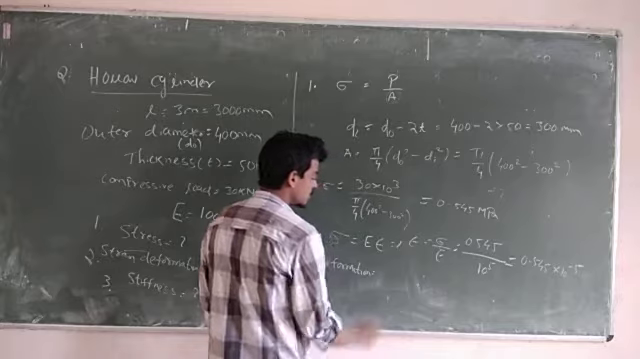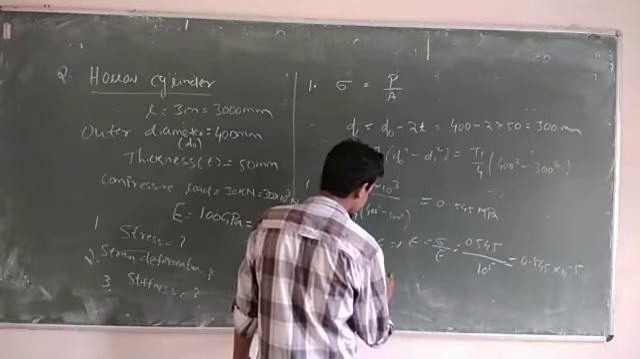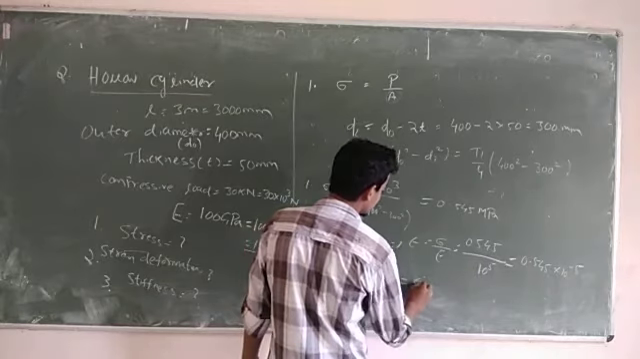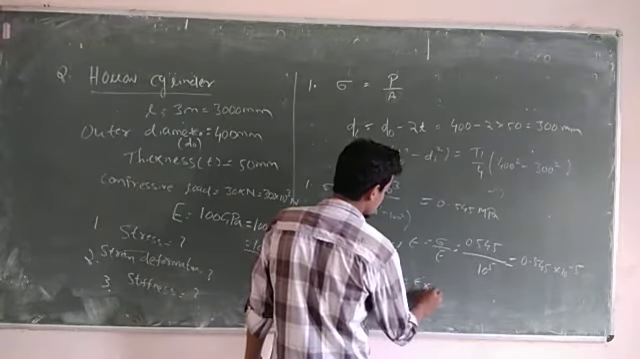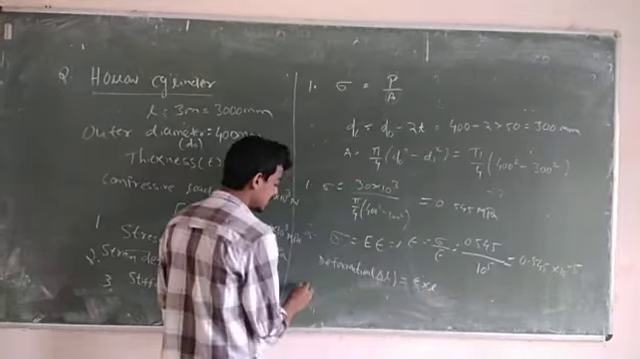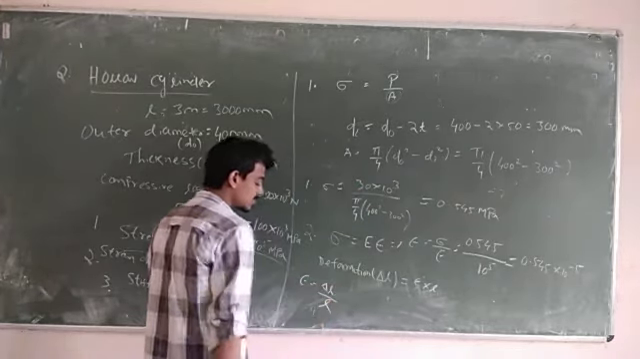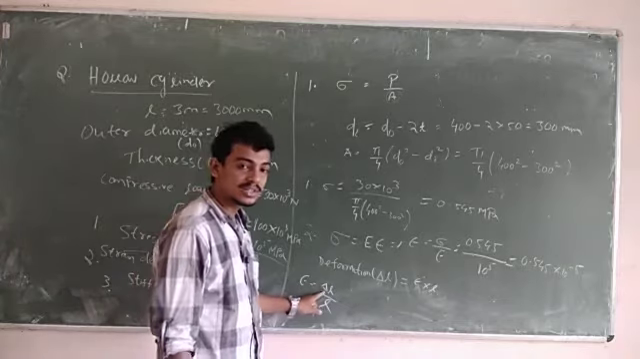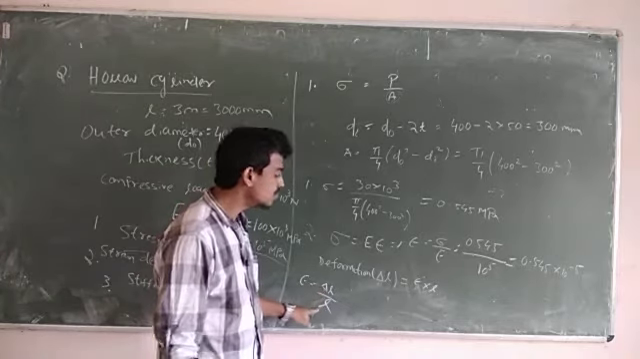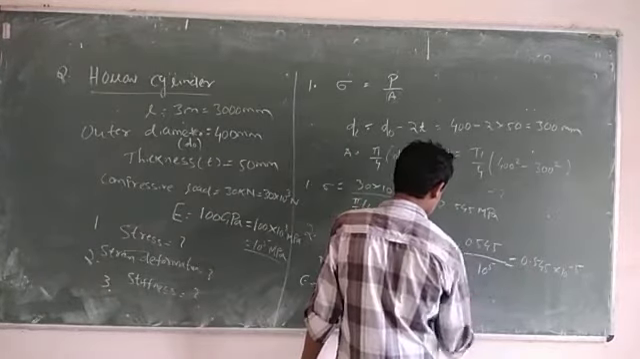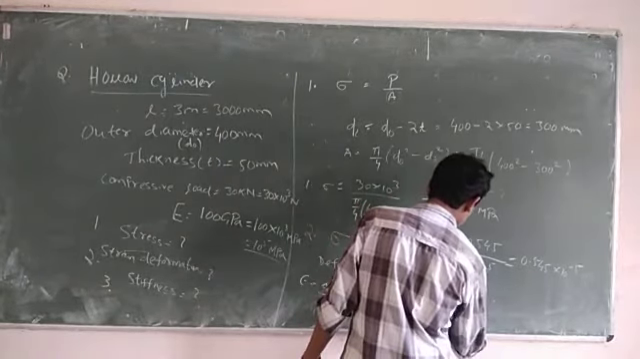Deformation delta L, suppose, from strain, because strain equal to how much? Change in length by original length. That change in length is only deformation, so it will be strain into length. So strain is given how much? This much into length. That will be your answer.